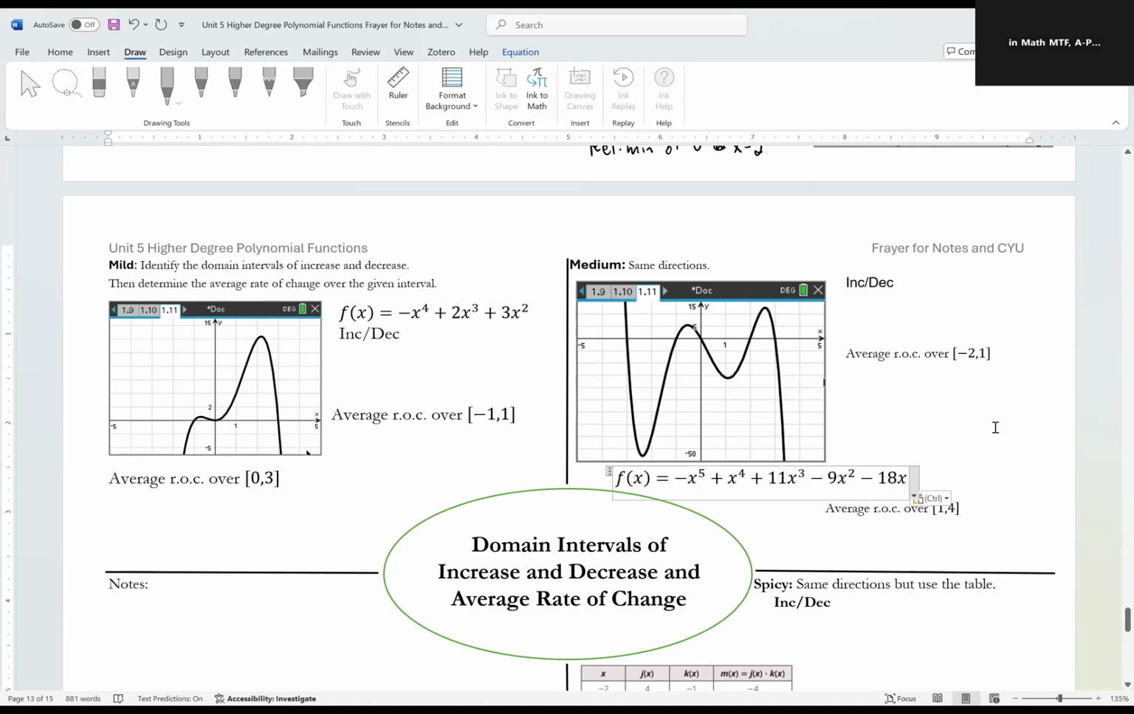And so if I'm going to find these intervals of increase and decrease, like it's asking me to do, I do have to graph it, right? Remember, we just talked about those extrema being where those intervals change, right? So negative x to the fifth plus x to the fourth plus 11x cubed minus 9x squared and minus 18x. There it is. It's actually pretty good to start.